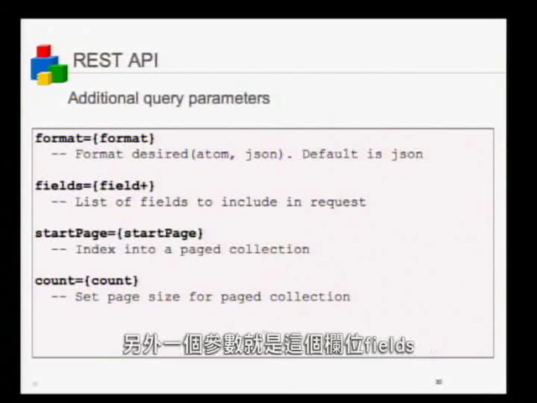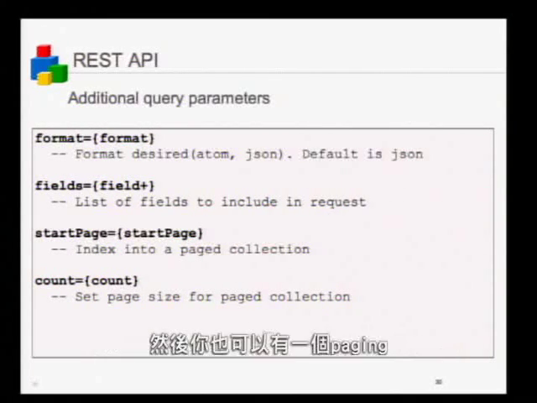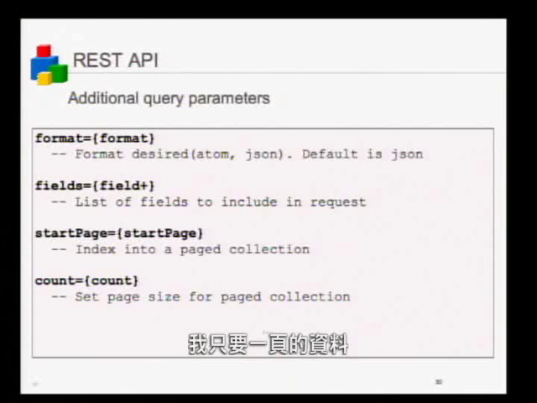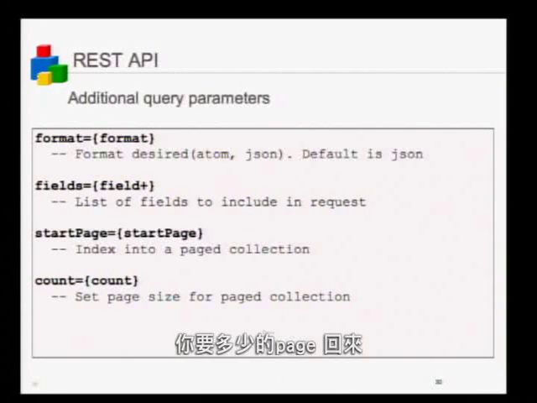And then for the other parameters, such as fields, you can specify specific fields of the data you wish to extract. Likewise, you can set up paging mechanisms, like I want start page equals this, or I want only a page of data, for example. And then likewise, you can even set the count size. How many results do you want to be retrieved? So you can specify all that. These are directly from the specification for the REST API.